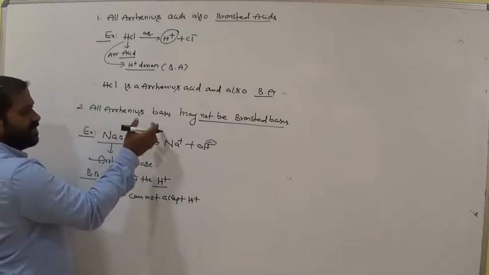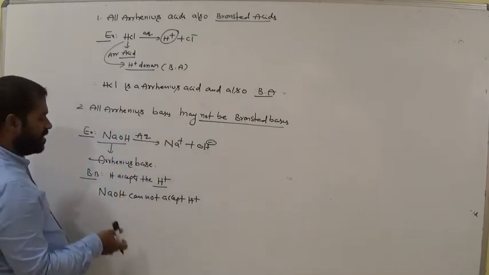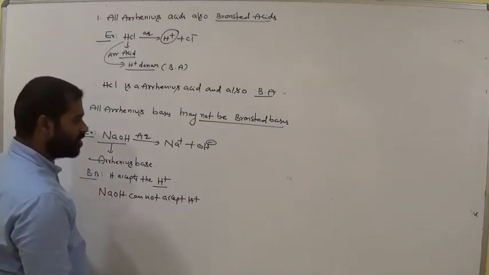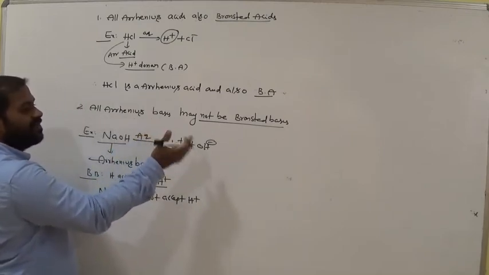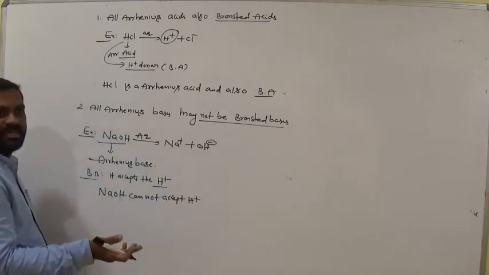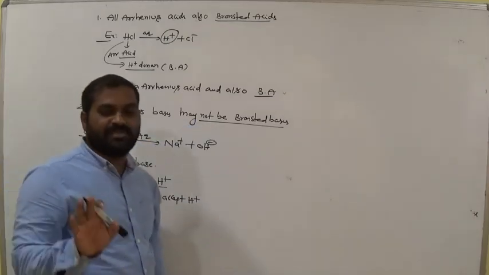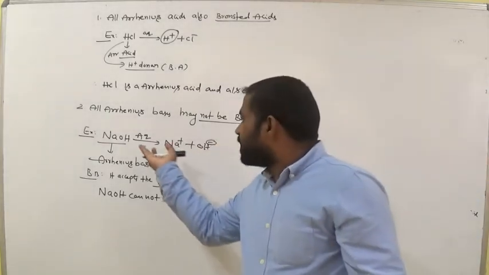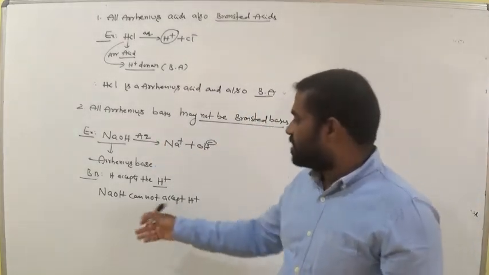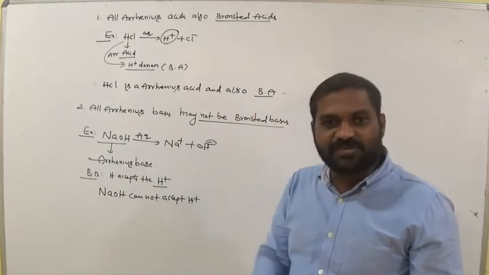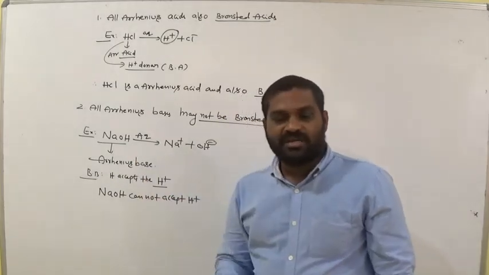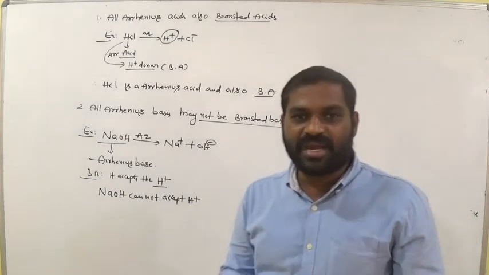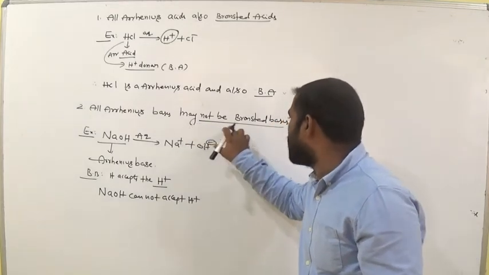Now, does the Arrhenius base become a Bronsted base or not? No. Why? NaOH cannot accept H plus. So all Arrhenius bases may not be Bronsted bases. Why? Because an Arrhenius base gives OH minus ion, but a Bronsted base means it accepts H plus. Here NaOH does not accept H plus.